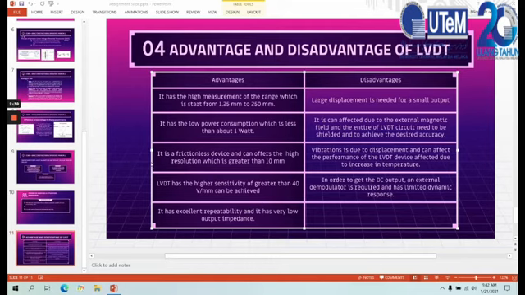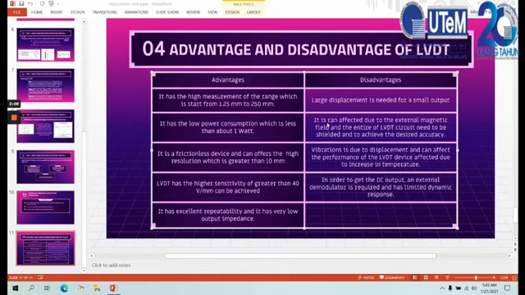Okay, we move on to the disadvantages of LVDT. First disadvantage: a large displacement is needed for a small output. From this sentence, we know that the output is small, but we have to have a large displacement even for the small output.